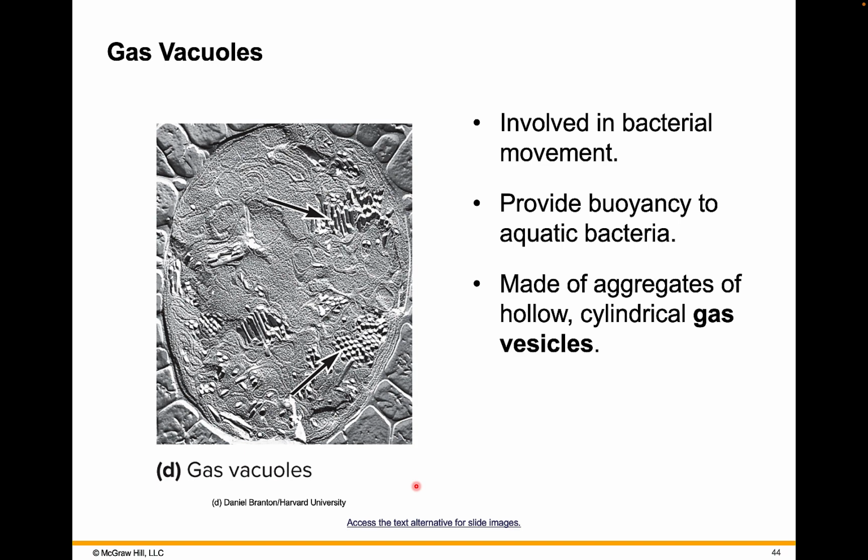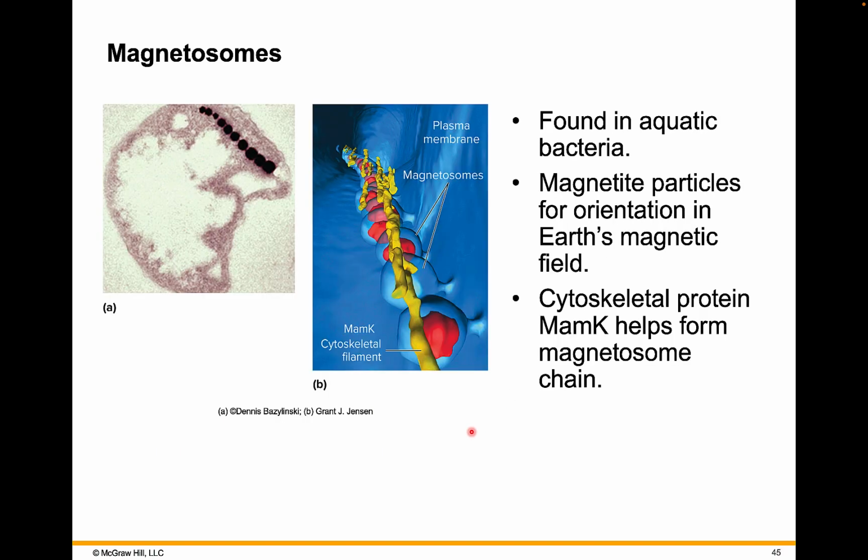After that, inclusions can also contain gas vacuoles, and these gas vacuoles are involved in bacterial movement. Particularly, they help in the buoyancy of the bacteria, particularly the aquatic bacteria, at which depth they are going to be present. And why it is important is that at a certain depth, they may receive an optimum amount of sunlight and an optimum amount of food, and depending upon that, they can make these aggregates of hollow cylindrical gas vesicles, and these are known as gas vacuoles. These are also termed inclusions.